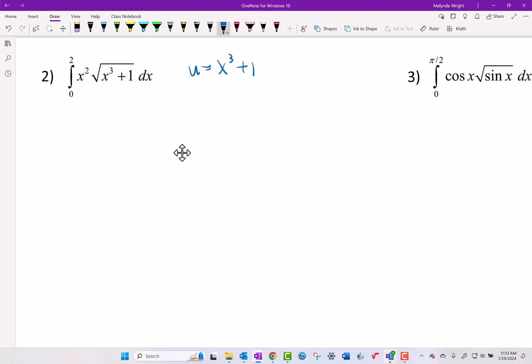Would it help to continue to highlight the parts, how they match, or are we okay? Would the highlighting help or no? Are we good? Okay, so that's what u is.